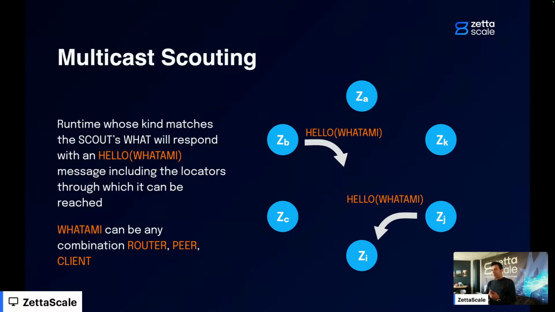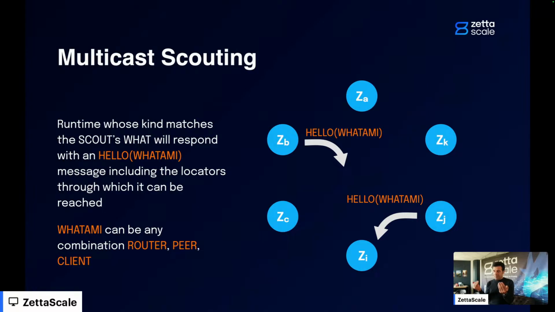So whenever an application for which multicast scouting is enabled receives a scout, it will answer with a hello message, telling what it is. So, what am I? And this hello message will also include locators through which this application can be reached. And usually the locators are in order of preference.